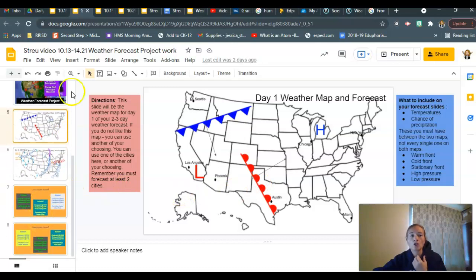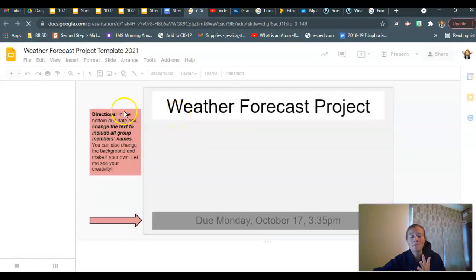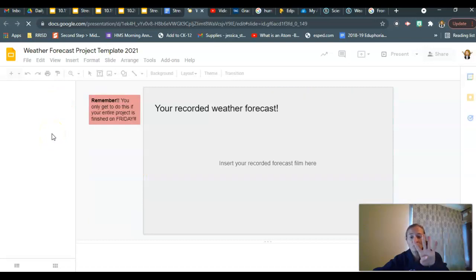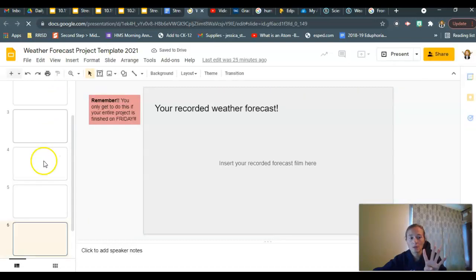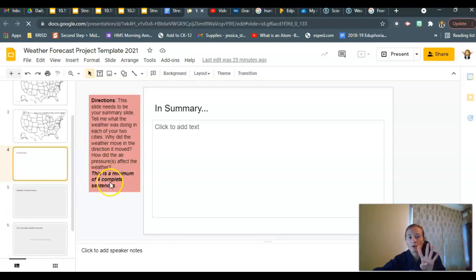All right? Also, please don't forget that you have a summary slide that is required, okay? Your summary needs to be minimum of 4 sentences. I believe it's on slide 4. Minimum of 4 sentences. It says it right here. Tell me what the weather was doing in each of your cities, okay?